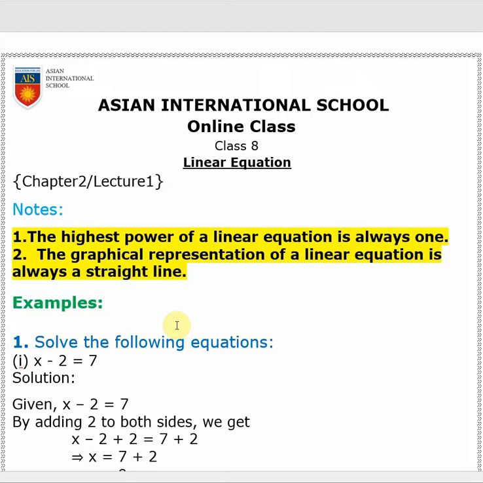The variable can be anything. The variable can be x, y, z, a, b, c, d, whatever, but it has to have only 1 as its maximum power. Anything more than 1, or even a fraction, like x to the power half or x to the power 1 by 3, is not called a linear equation. A linear equation's maximum power has to be 1 and 1 only.